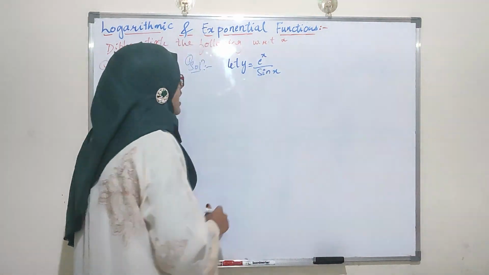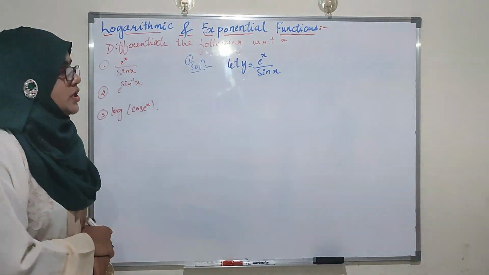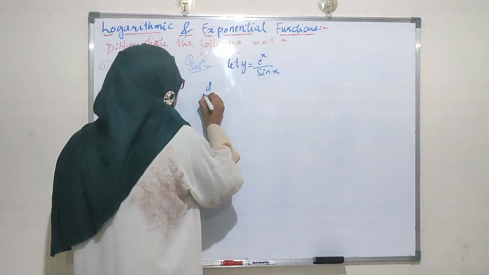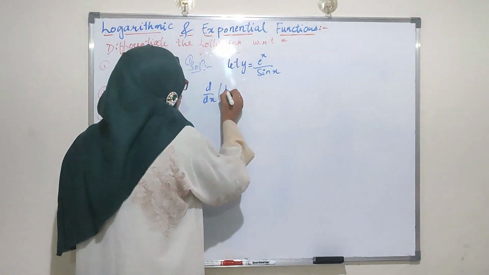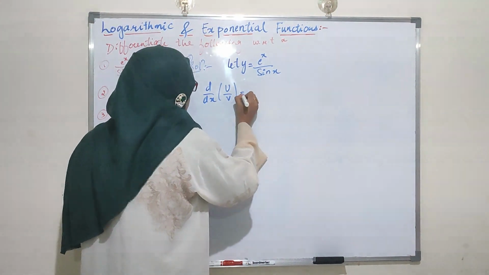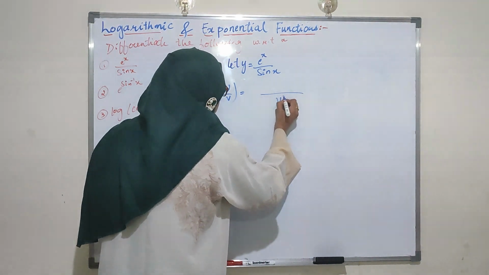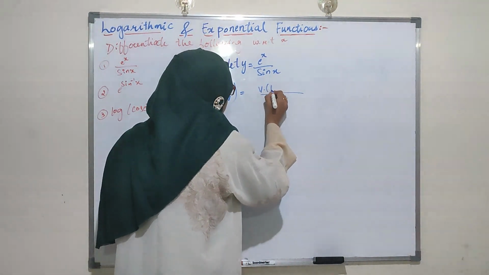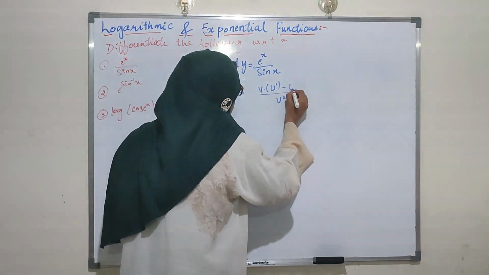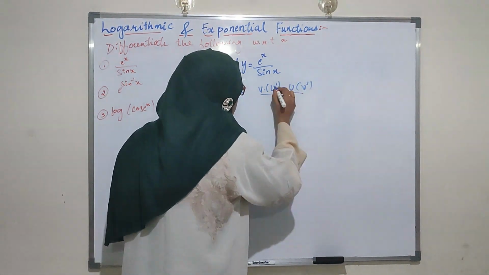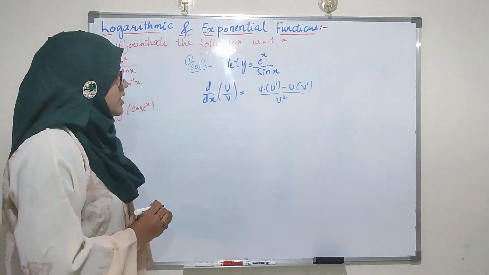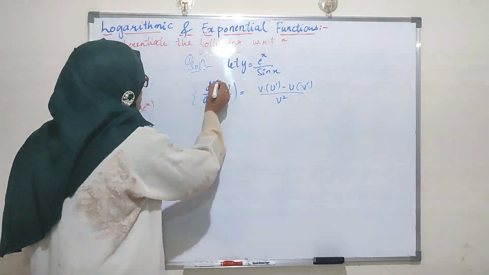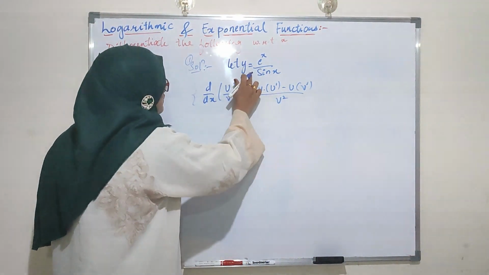So this can be differentiated by using the quotient rule. We have d by dx of u by v. This is called the quotient rule. The differentiation of u by v is (v into u dash minus u into v dash) divided by v square. This dash denotes differentiation. So by using this rule, we have to differentiate.